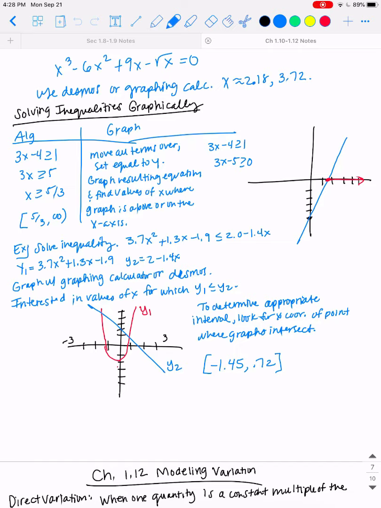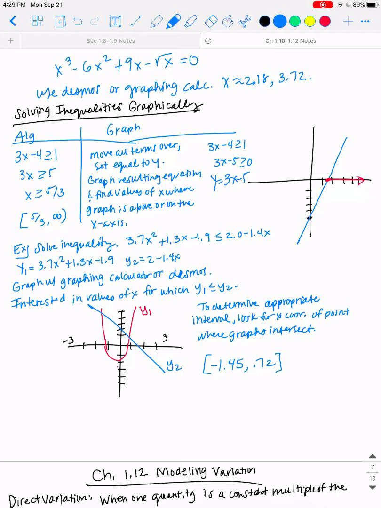So the 3x minus 4, I would just move that over. So I would move the 1 over, so I would get 3x minus 5 is greater than or equal to 0. So the y is like 0 here. But we're looking for the values. Oh, sorry. Our y is like 3x minus 5. So we're looking for the y values that are greater than or equal to 0.